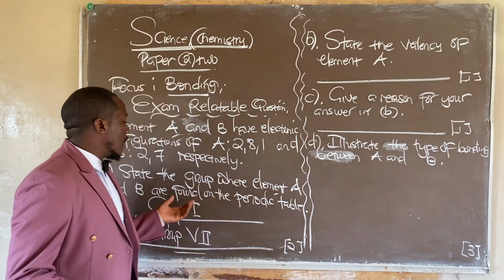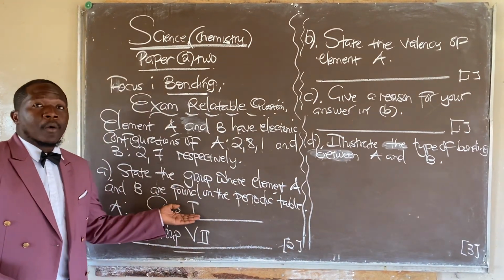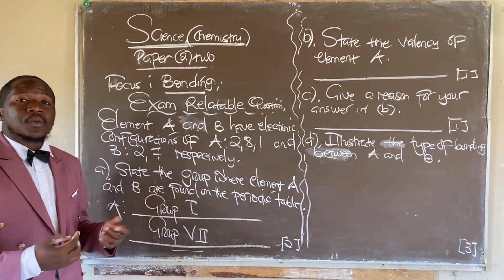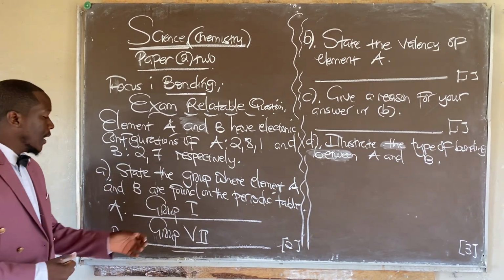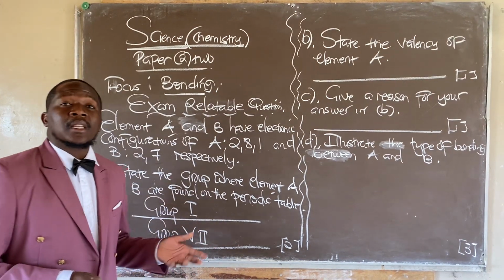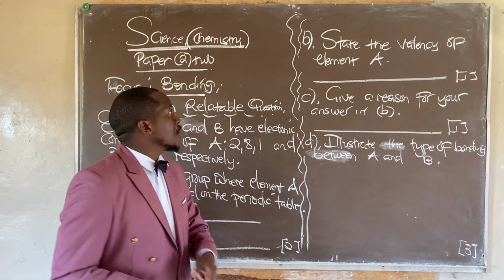And if at all there were reasons, we would have said it's in group 1 because it has 1 electron in its outermost shell. It is in group 7 because it has 7 electrons in its outermost or last shell.